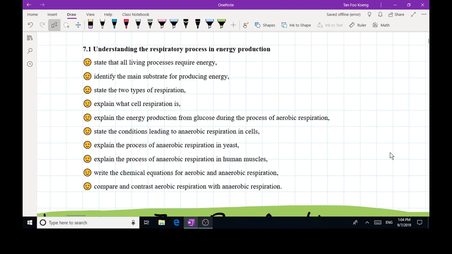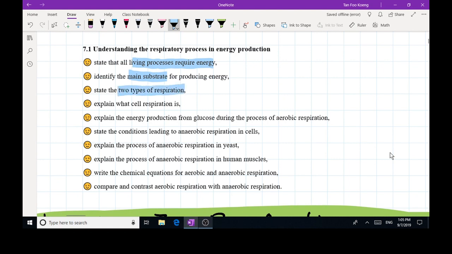Again here. So this time we are going to look at chapter 7, respiration. First of all, let's spend a couple of minutes looking at the learning outcomes that we are going to achieve in this session. First, we are going to look at what the living processes that require energy are, and number two, we have to identify the main substrate for producing energy.